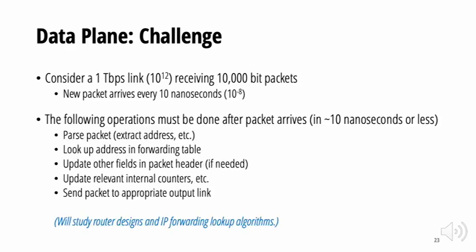Every 10 nanoseconds you have to read the packet off the wire, parse it so that you can find the address in the packet. Then you have to look up the address in the forwarding table, do whatever other updating of the packet header that you might want to do. And then any counters you have internally within the router, if, for example, you're counting how much traffic you've been forwarding, so basically any bookkeeping you want to do. And then you have to send the packet on that link. All of this in 10 nanoseconds. And this is an incredibly difficult engineering problem.